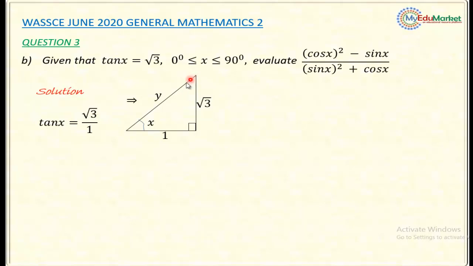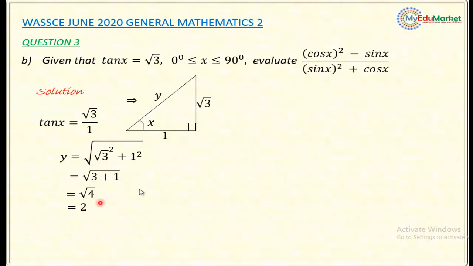Then I can find the longest side, denoted by letter y, using Pythagoras. So y equals the root of the square of this side plus the square of this side. The square of root 3 is 3, and the square of 1 is 1. So I have the root of 3 plus 1, which is root 4, and root 4 is nothing but 2. So the length of the hypotenuse, denoted by y, is 2 units.